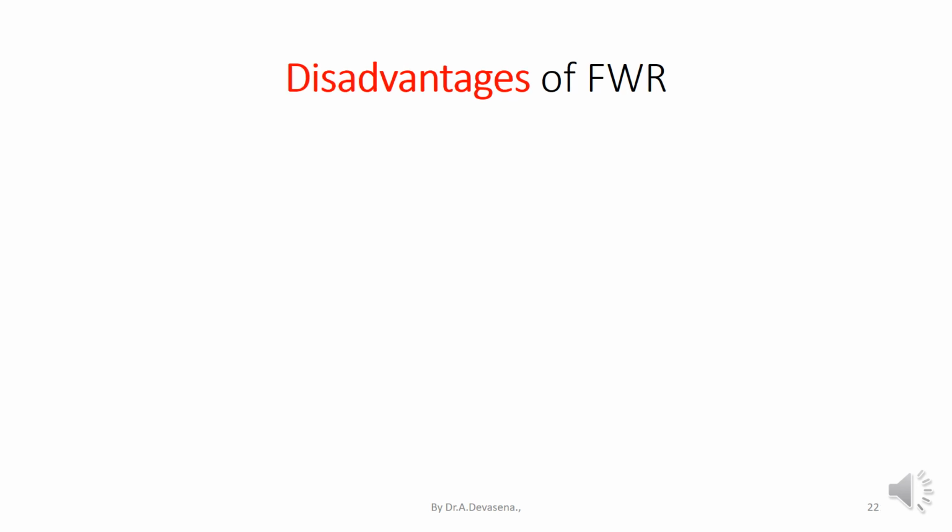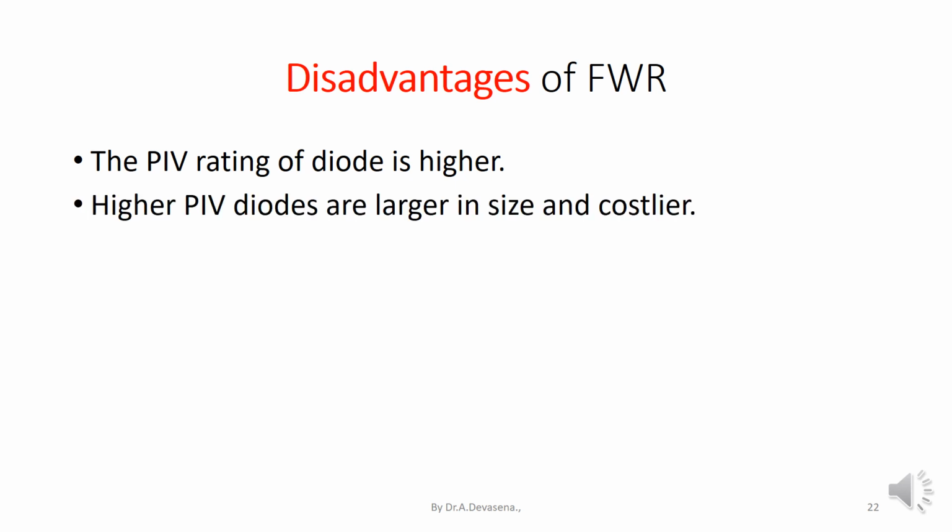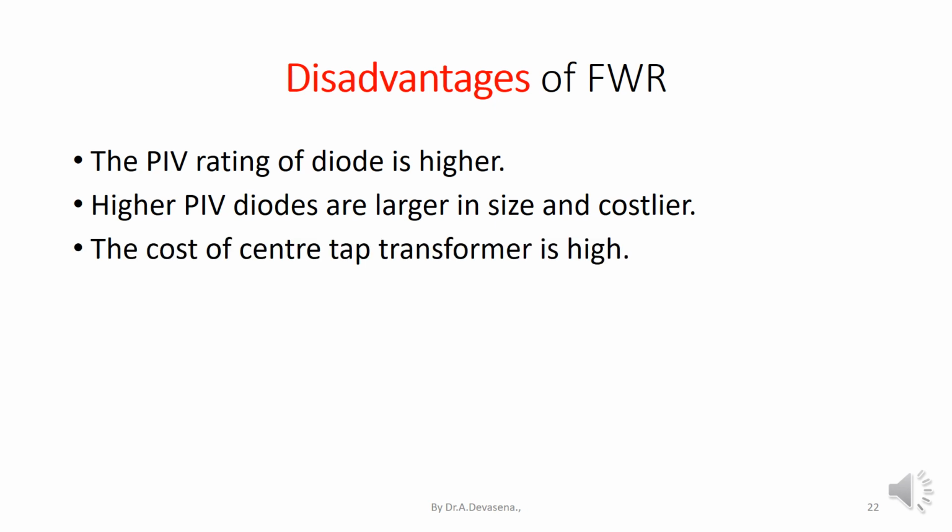Disadvantages of full wave rectifier. The PIV rating of the diode is higher. Higher PIV diodes are larger in size and costlier. The cost of the center tap transformer is high.